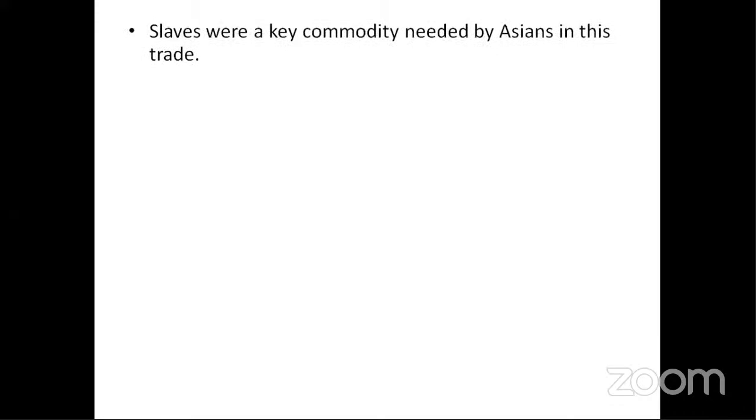Then slaves were a key commodity, needed by Asians in this trade. Slaves were a key commodity, meaning that slaves were involved, or slave trade was part of the long distance trade.